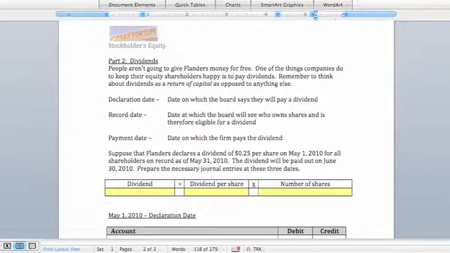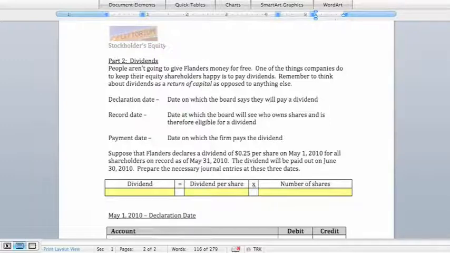Now, people aren't going to give money to Flanders for free. Firms often make periodic payments called dividends to their shareholders to keep them happy. I think of dividends as a way for firms to return some of the invested capital back to their shareholders. Note that firms aren't required, however, to pay dividends to their common shareholders at all. Now, there are going to be 3 dates that we're going to need to be aware of: the declaration, record, and payment dates. The declaration date is the day the board of directors formally authorizes a dividend. And even though firms aren't obligated to pay dividends, once they make a declaration, they are then legally obligated to make that payment of that dividend.